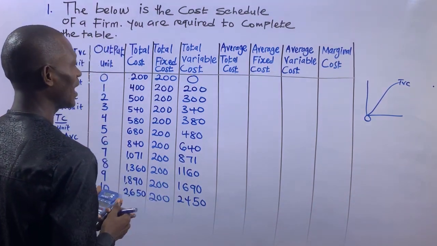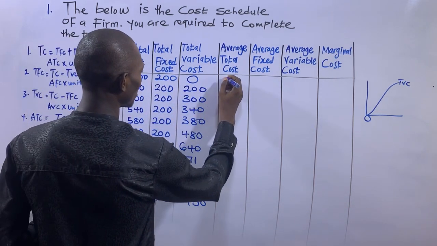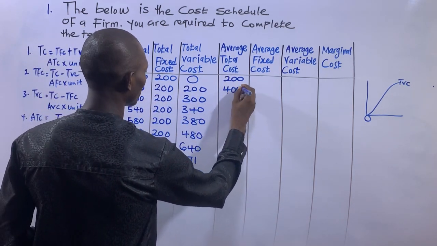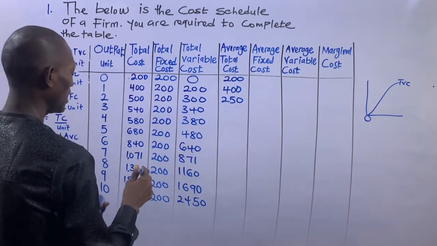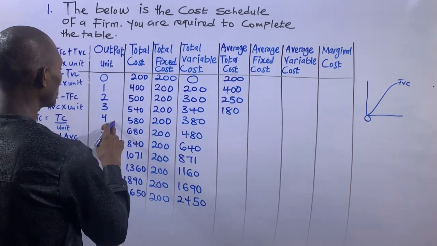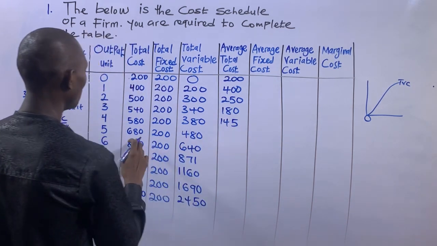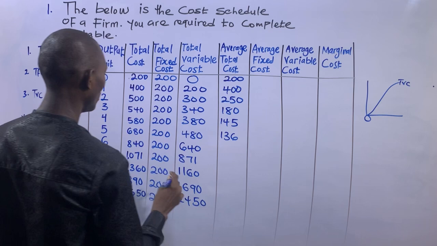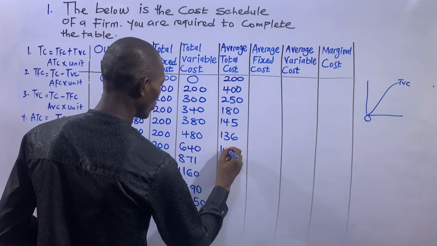So let's go. Average total cost is total cost divided by unit of output. So 200 divided by 0, that gives us 200. Then 400 divided by 1, that's 400. 500 divided by 2, that's 250. 540 divided by 3, that's 180. 580 divided by 4, that's 145. 680 divided by 5, that's 136. Then 840 divided by 6, that's 140.